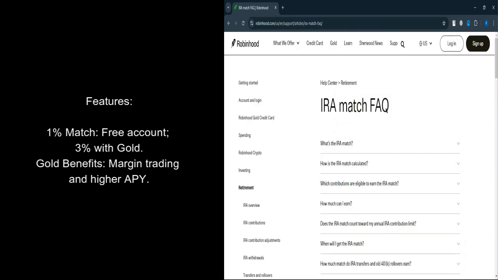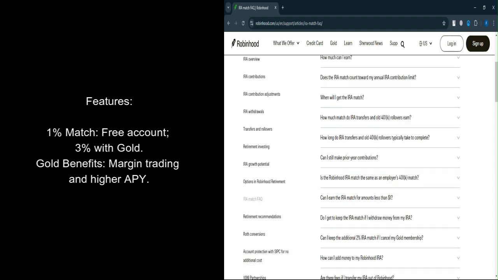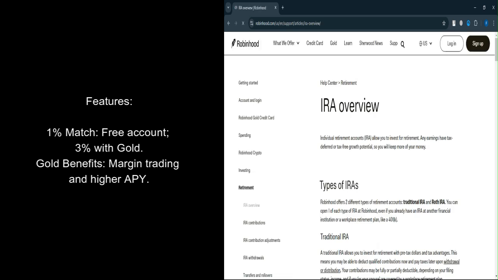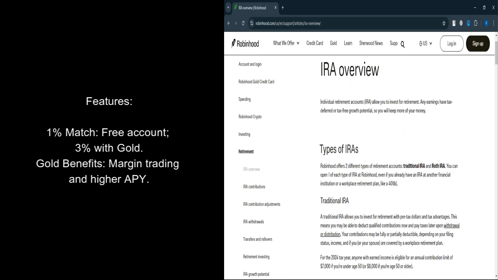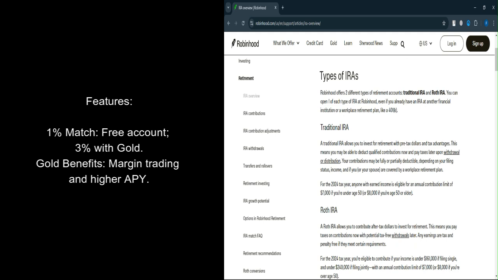Let's talk about features. Contribution match: 1% for free users, 3% with Gold. IRA types: both traditional and Roth IRAs are available. Portfolio recommendations: based on risk tolerance and goals, though limited. Customizable investments: buy stocks, ETFs, and options. Gold perks: margin trading, 4.50% APY on idle cash, and more.